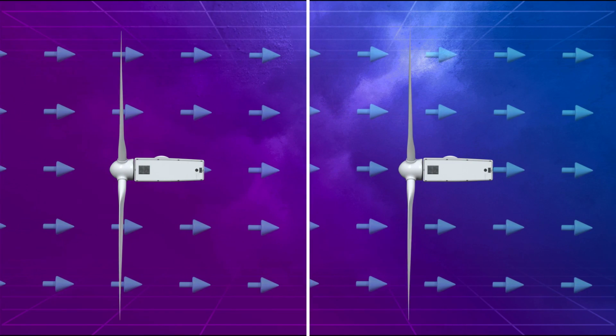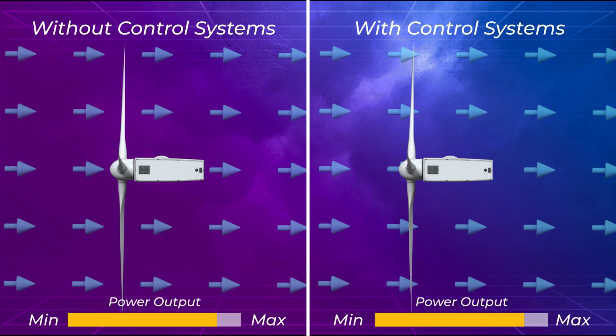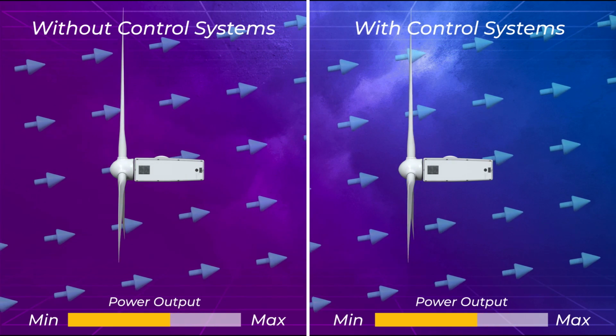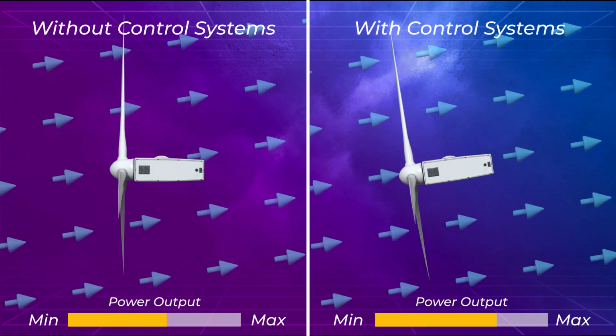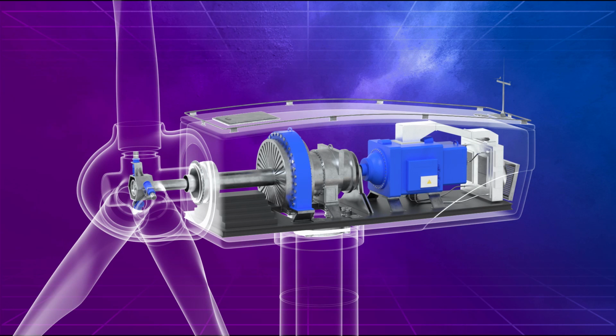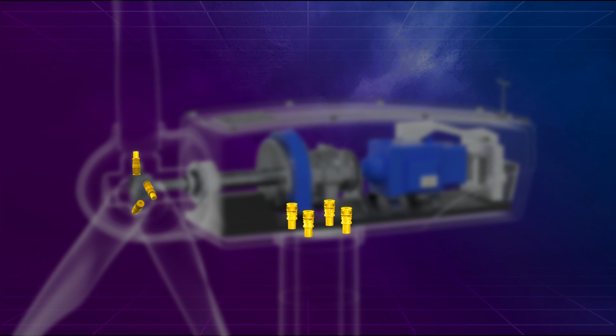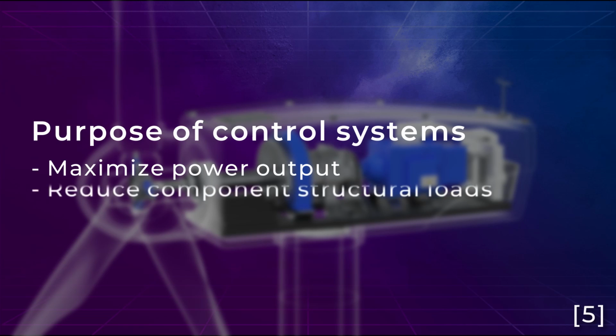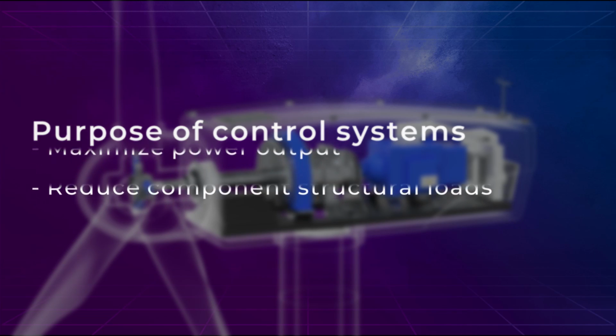Because the wind's direction and speed are ever changing, a control system is necessary to ensure the optimal operation of wind turbines. Control systems in wind turbines are used when stall occurs on the rotor blades when the wind speed exceeds a certain critical level, to maximize power production and reduce structural loads on the mechanical components.